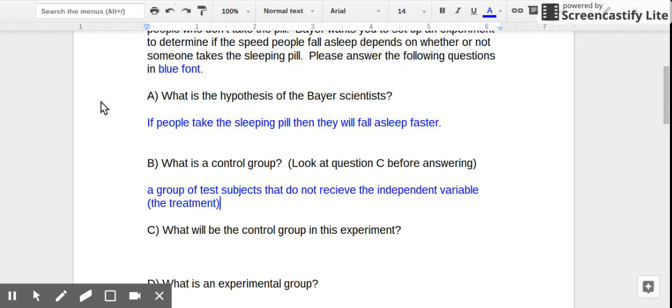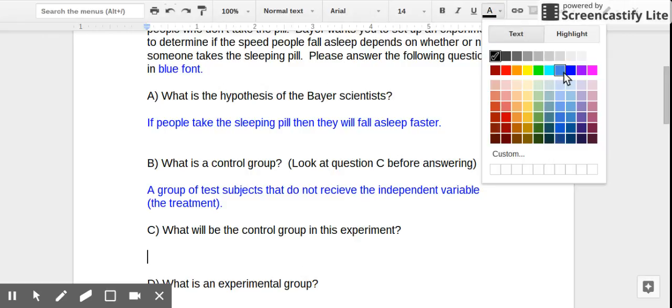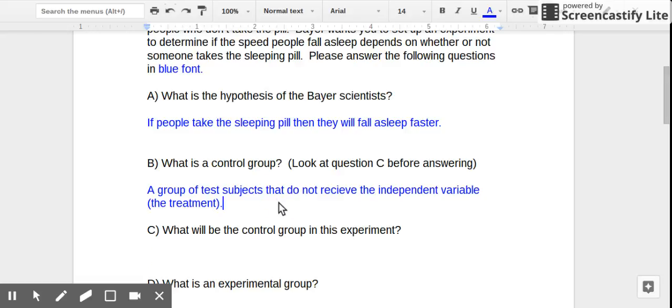Okay, so they're a group of test subjects that you're just going to use as a comparison group. You don't really do anything to them, but they're there just to compare them to the group that you are changing. So the group that you don't change. So what will be the control group in this experiment? It's going to be a group of people who don't receive the sleeping pill.